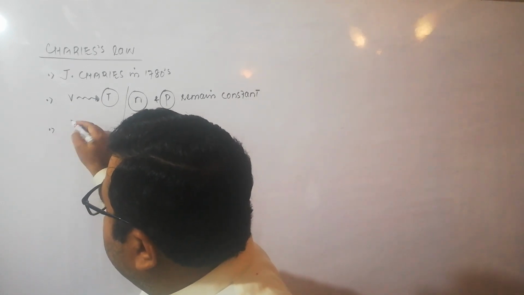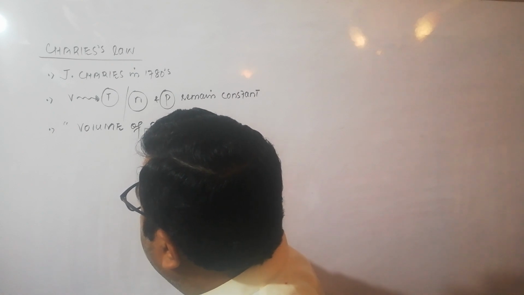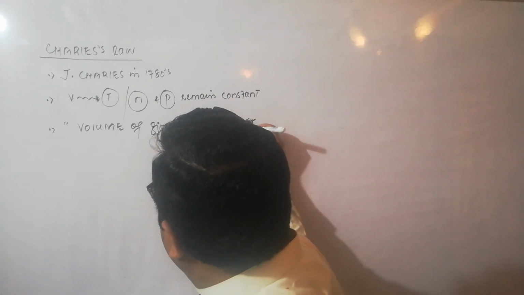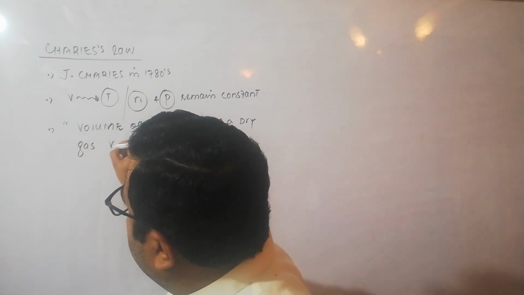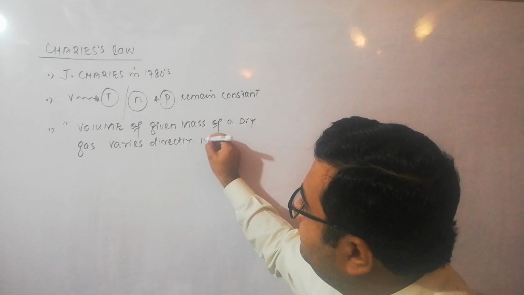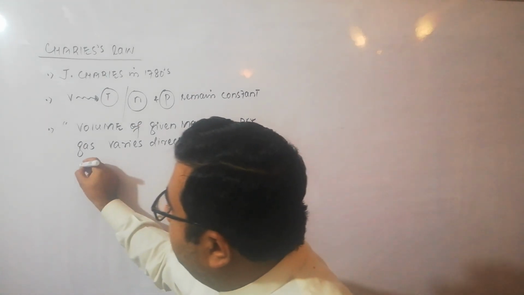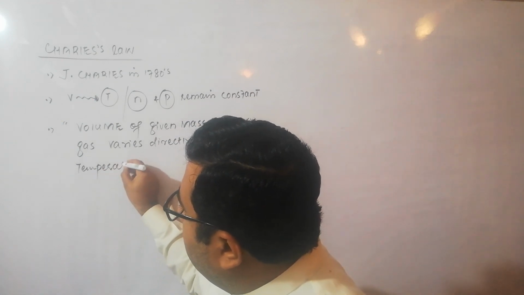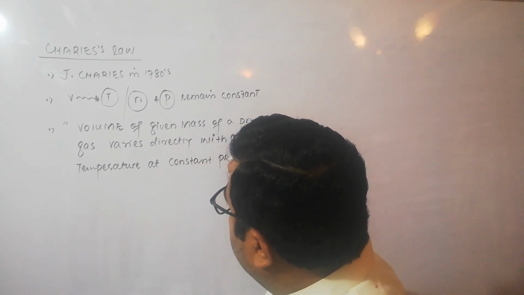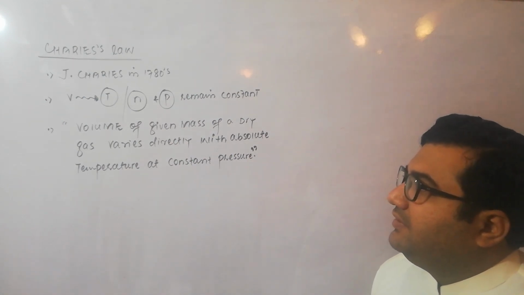Charles's law states that the volume of a given mass of a dry gas varies directly with absolute temperature at constant pressure. So this one is the statement of Charles's law.